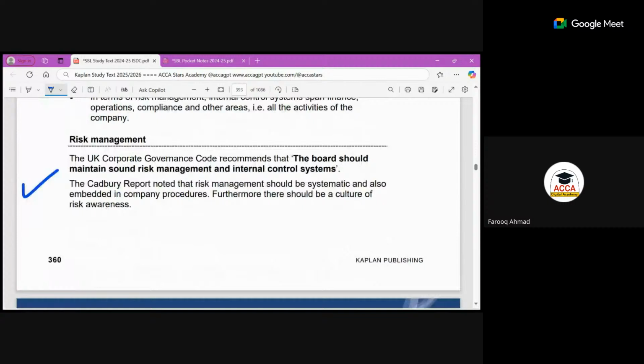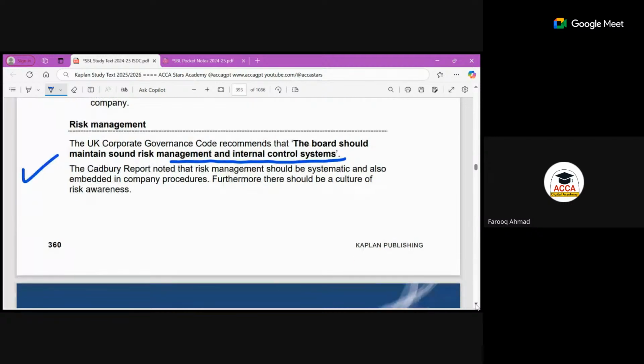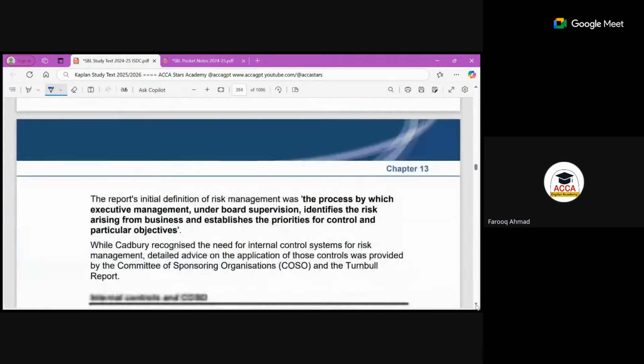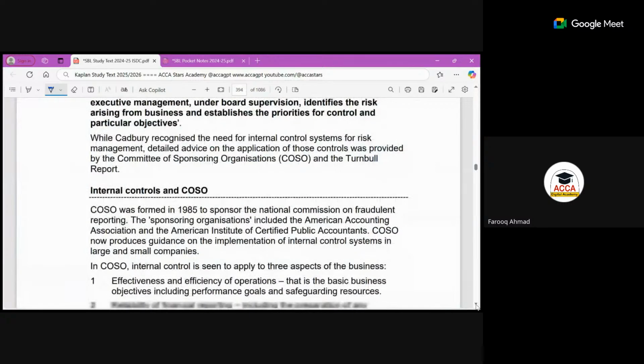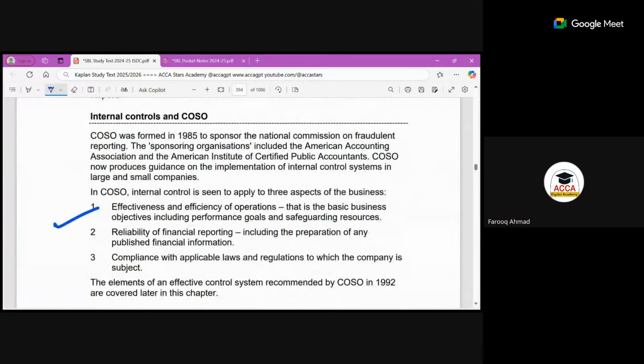Another, then, is risk management, which is also a part of this UK corporate code. The board should maintain sound risk management and internal control systems. Risk management is also very important for the control of the system. Internal control and COSO, how it works: the effectiveness and efficiency of operations. This is a basic business objective, including performance goals and safeguarding the resources. Reliability of financial reporting, including the preparation of any published financial information, and compliance with the applicable laws and regulations to which the company is subject.